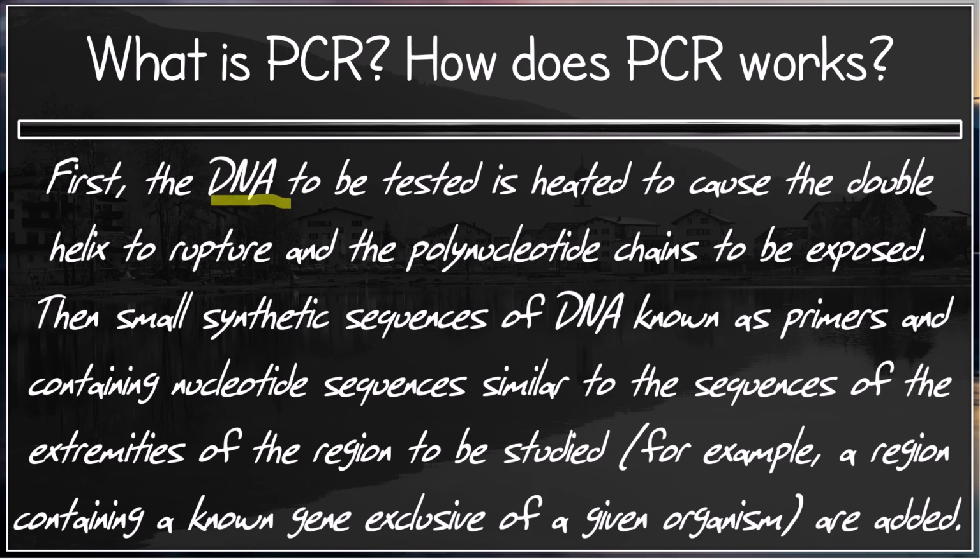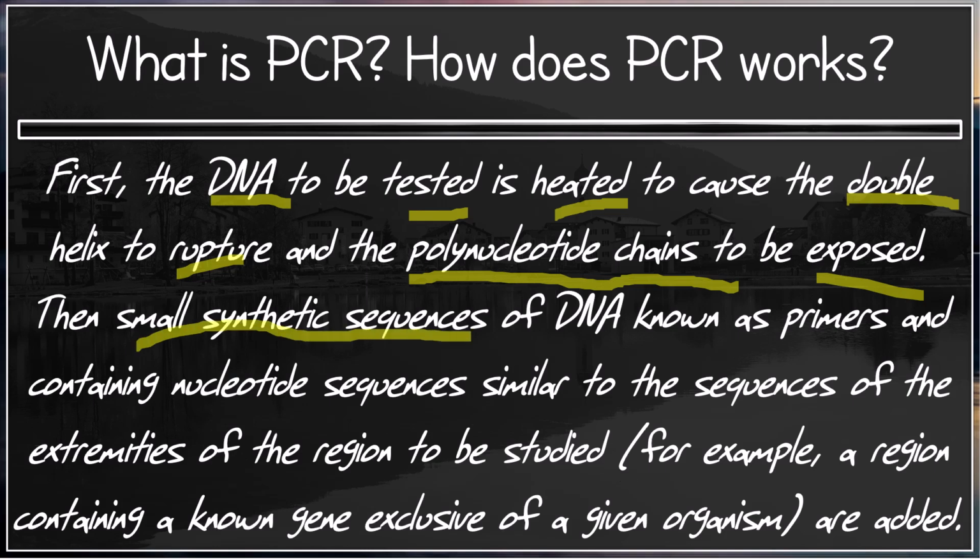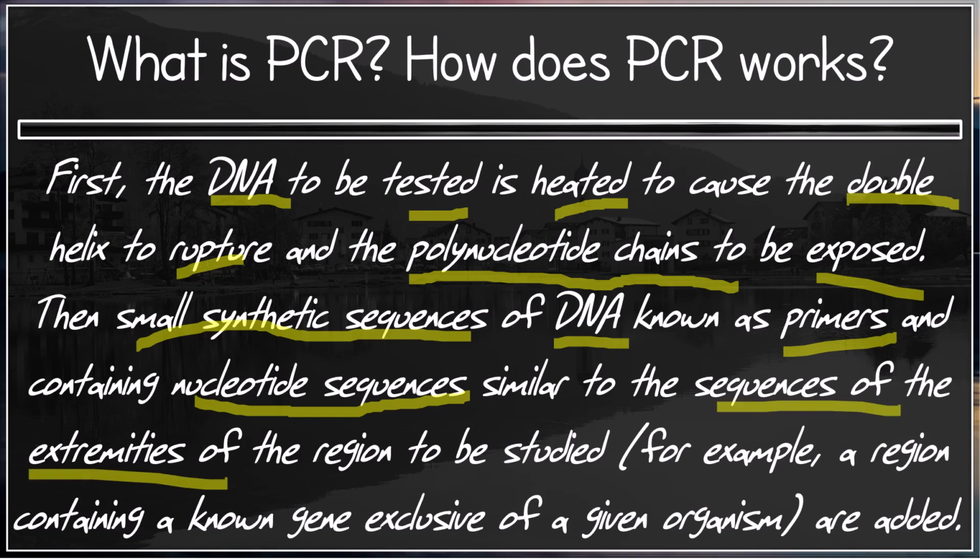First, DNA to be tested is heated to cause the double helix to rupture and the polynucleotide chains to be exposed. Then small synthetic sequences of DNA known as primers, containing nucleotide sequences similar to the sequence of the extremities of the region to be studied, for example, a region containing a known gene exclusive of a given organism, are added.